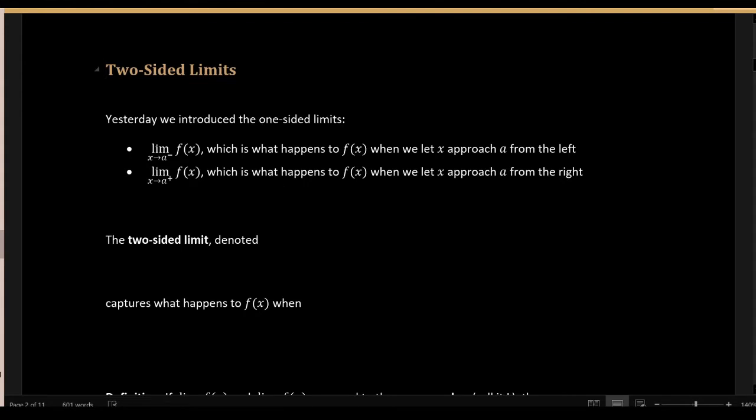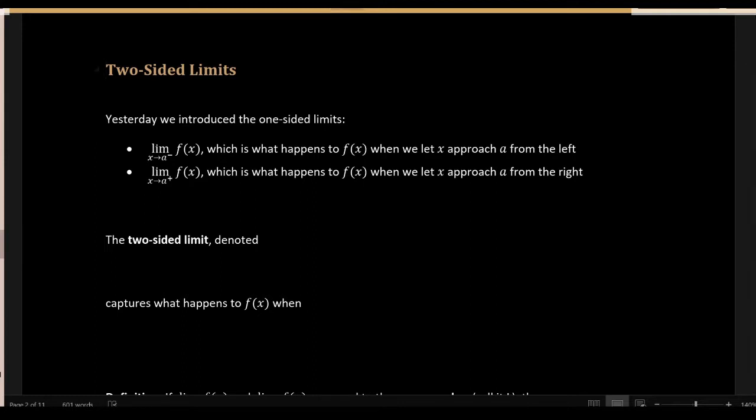So yesterday, as you recall, we had these two one-sided limits. The limit as x approached a from the left-hand side, which was indicated by this little minus sign on top of the a, and we had the limit as x approaches a from the right-hand side, which was indicated by this little plus sign on top of the a.